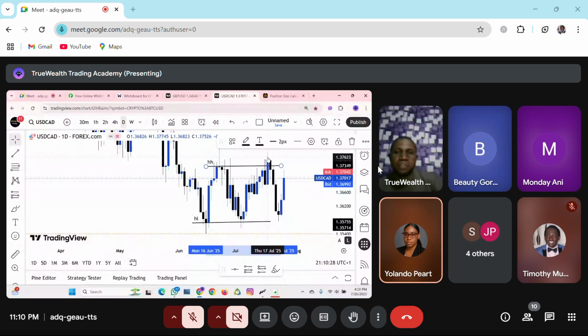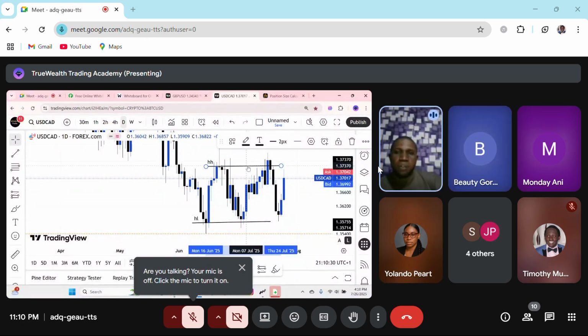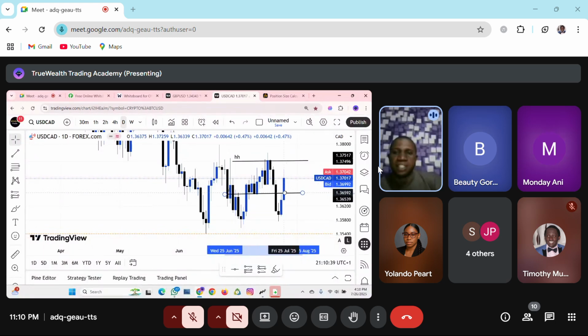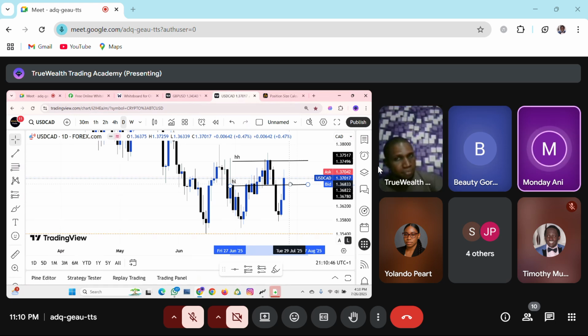Okay. So immediately it broke. This becomes our higher high. And our recent higher low. This is higher low, right? We choose the recent higher low. Is it making sense? Yeah. Now what happened?